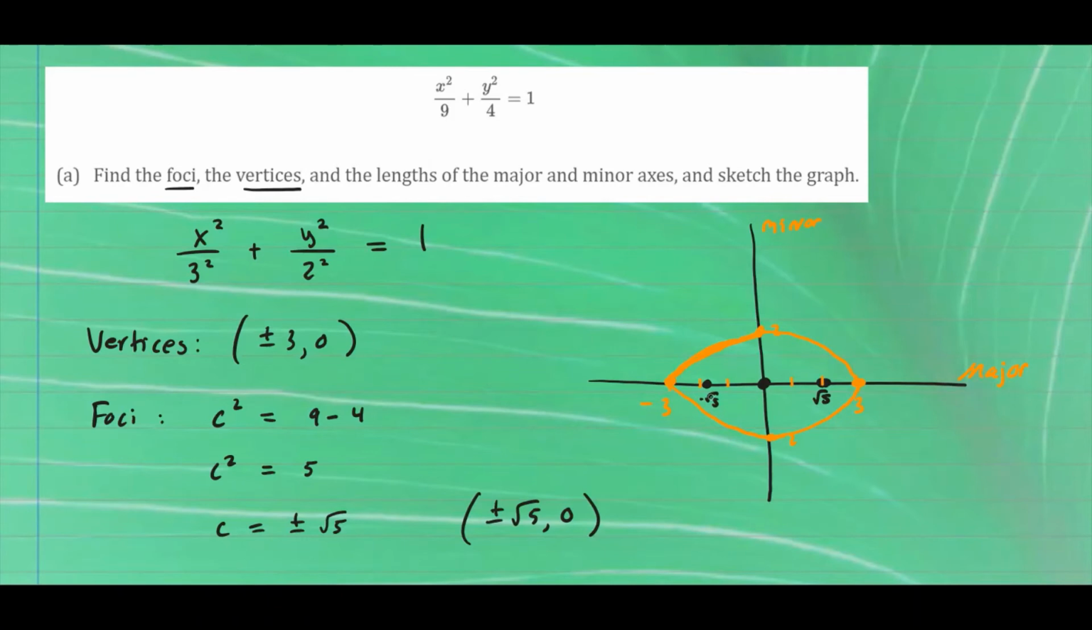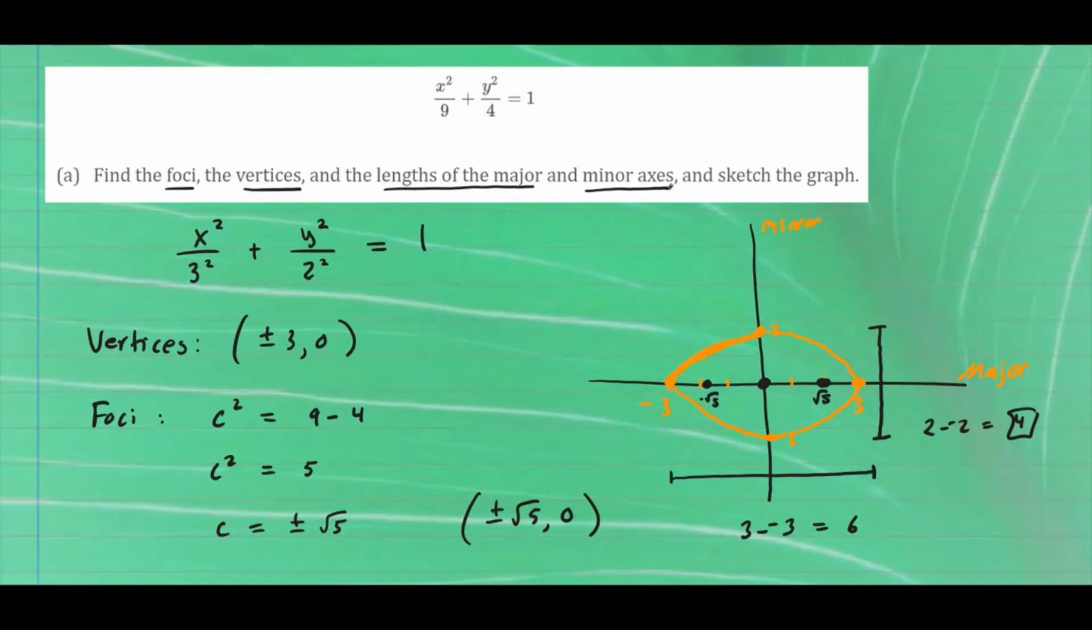Now, if you want to measure the length of the major axis, we just need to subtract the endpoints. So from here to here, what will be the length? Well, this would be 3 minus -3. That would give us 6. So that will be the length of the major axis. And then the minor axis would be in the y direction. So that would be 2 to -2. So that would be 2 minus -2, which is 4. So that will be the length of the minor axis. And there you have your graph of an ellipse.